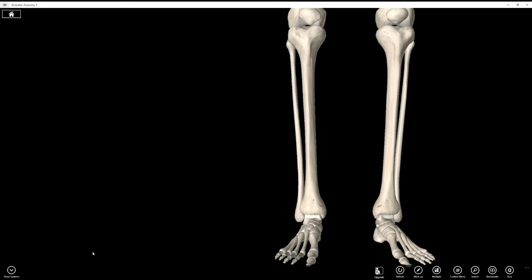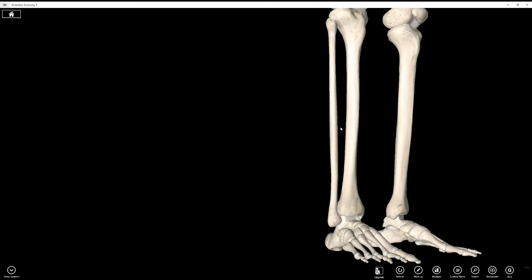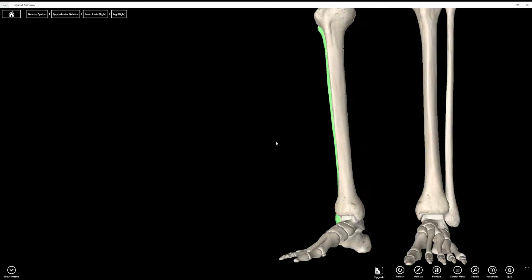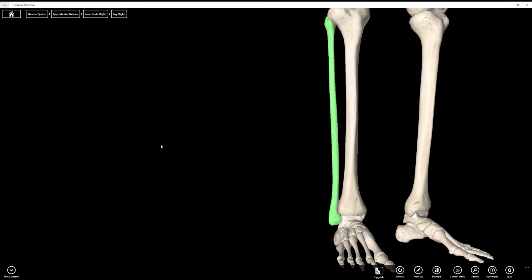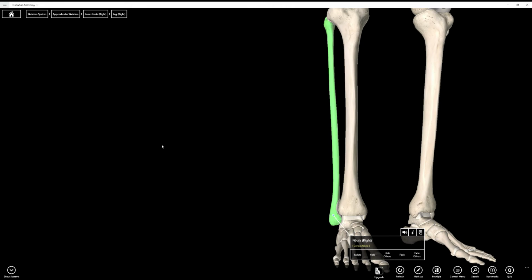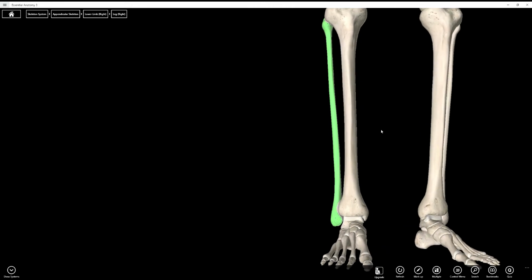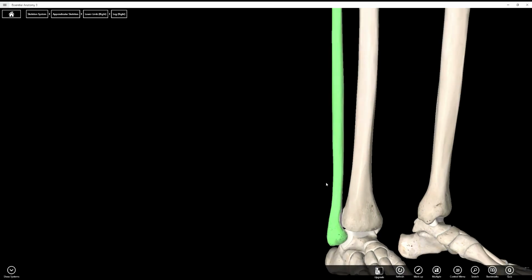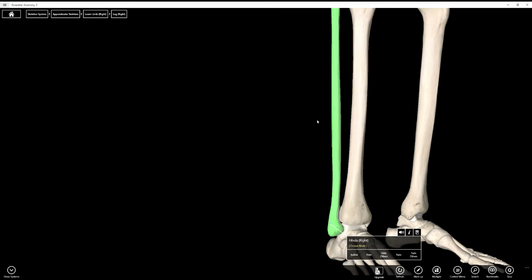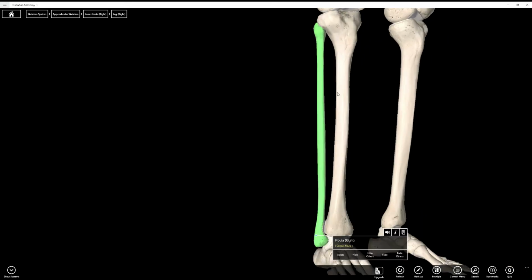Let's take a look at the fibula. So here it is. It's one of the two bones of our lower leg. The tibia does all of the heavy lifting. It's the primary weight-bearing bone of our lower leg, but the fibula has an important role. It has a lot of muscle attachments. It also helps stabilize our ankle quite a bit, and it does bear some weight.